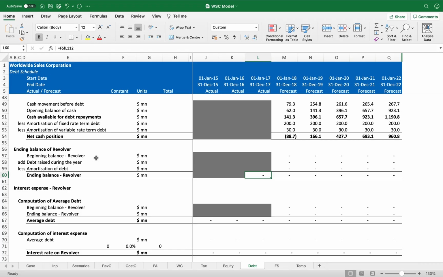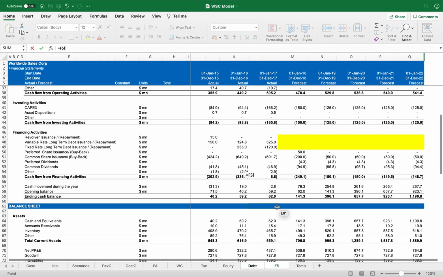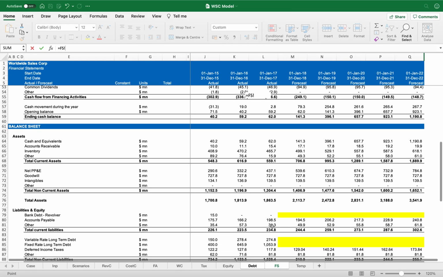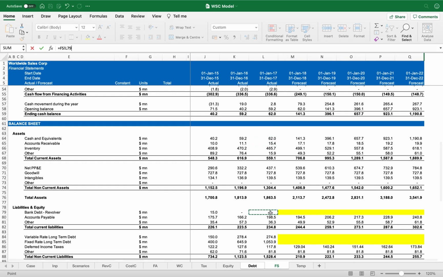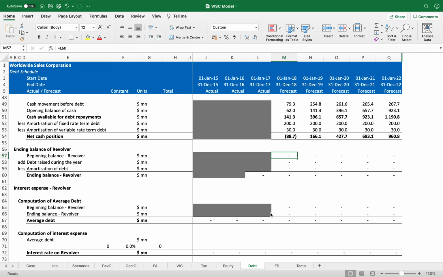Okay, now do we have an ending balance for 2017? Let's check the financial statements. Balance sheet, where is revolver? It's zero. It's zero, but still we will have to link it. Now, for the debt raised during the year, that means draw on a revolver. That means you're drawing on your revolver.